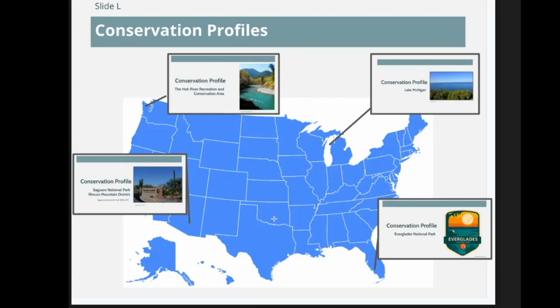And so you've got one up here in Washington State. It's the Hoh River. You've got one in, I think it's Arizona, the Saguaro National Park. We've got the Lake Michigan conservation profile. I forget what animals in that one. And then we look at the conservation profile in the Everglades. You can imagine what is in that Everglades.